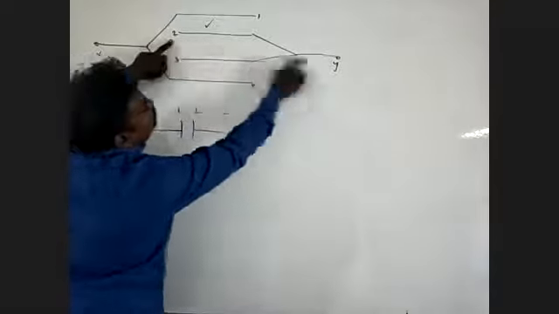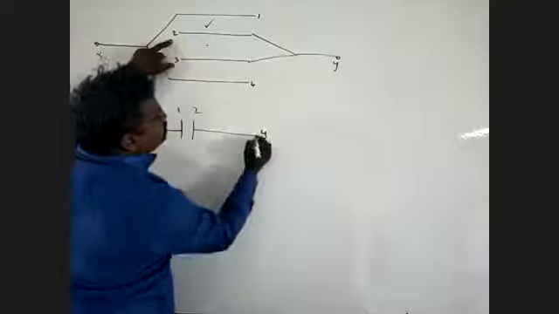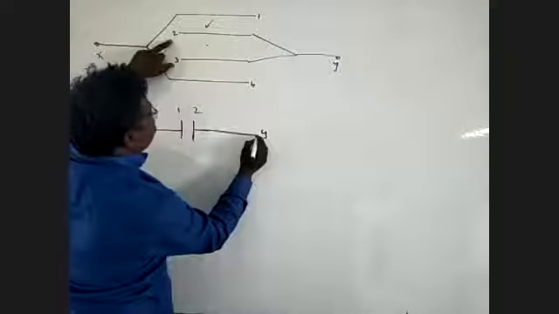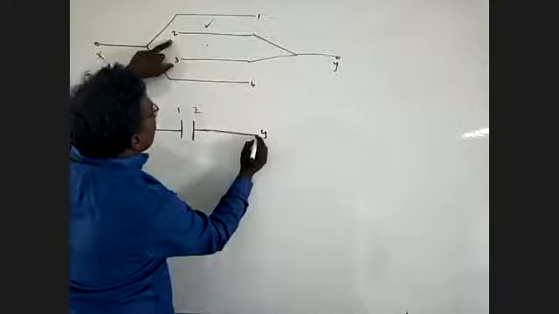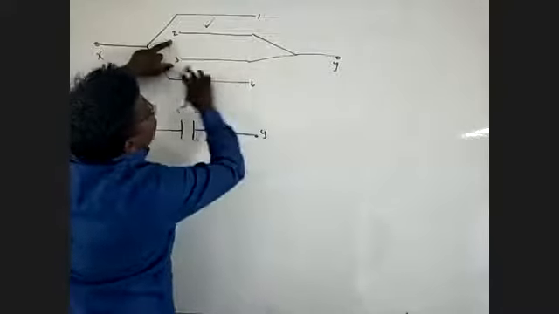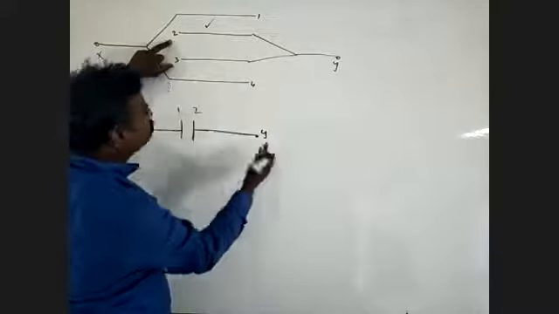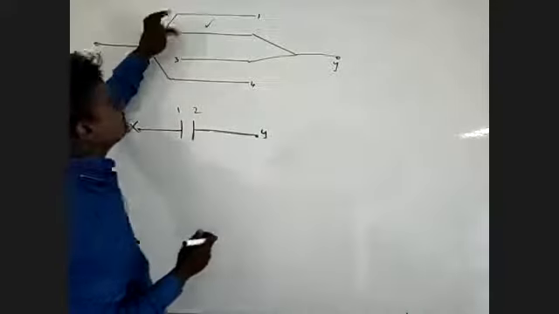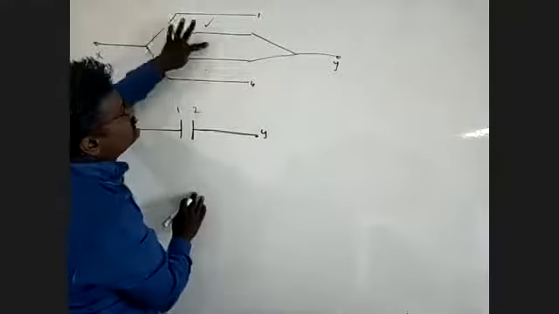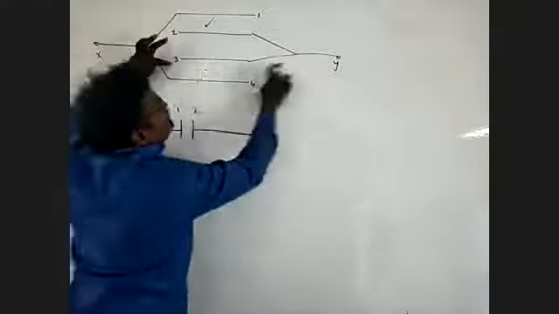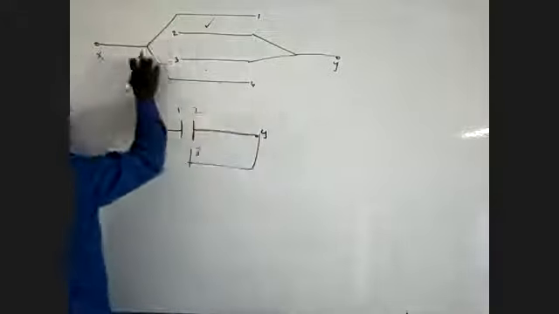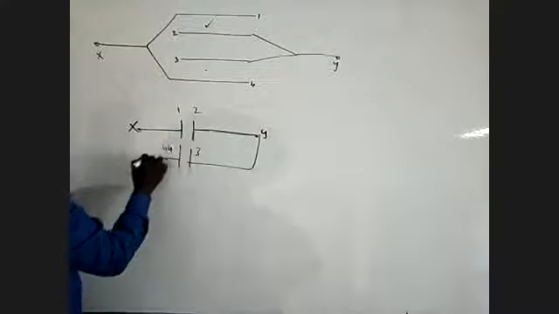Plate 2 is connected to Y, plate 3 is connected to Y, which means that is neutral. So the second plate and third plate do not form a capacitor. Now at this place, the third plate is connected to Y. The fourth plate is connected to X.